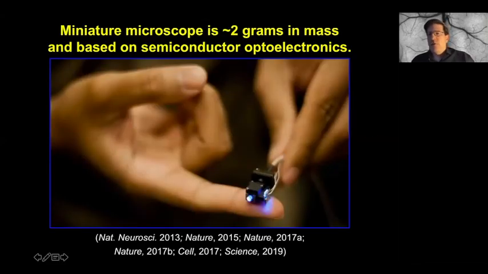So I'm going to share with you a number of technologies that my lab has developed over the years and recently. One that we're perhaps best known for is a miniature microscope that can be mounted on the head of a behaving mouse or another animal model. And this system is about 2 grams in mass. You can see it here shown on the tip of a finger. It carries its own LED illumination source and its own cell phone camera for recording neuronal activity. But unlike in the experiment that I just talked about, the animal can actually be freely behaving. And this system is based on semiconductor optoelectronics.